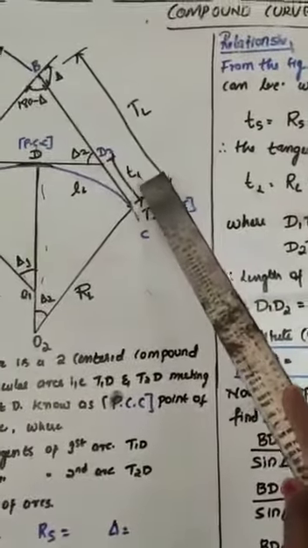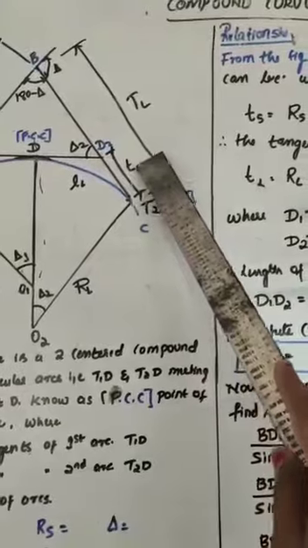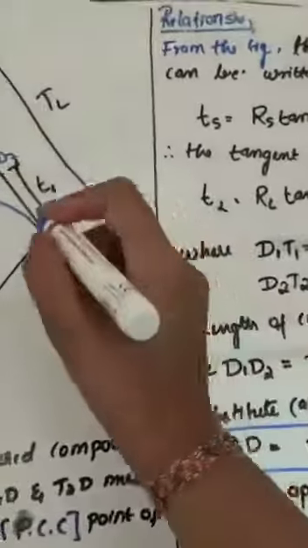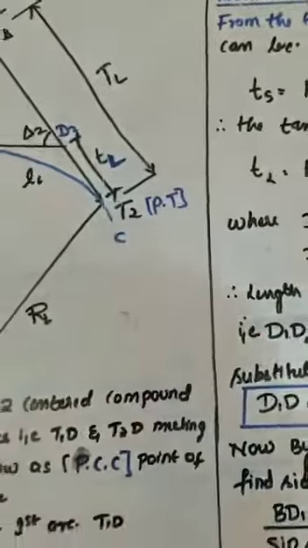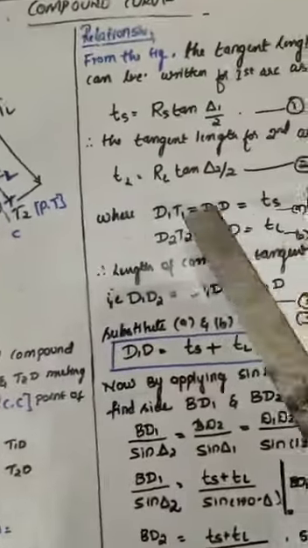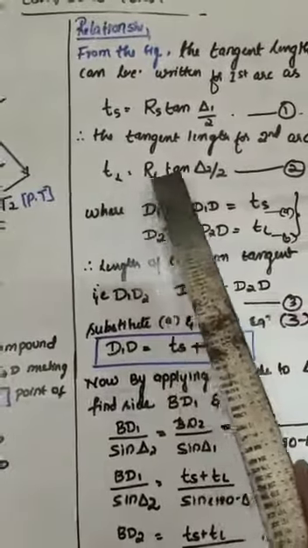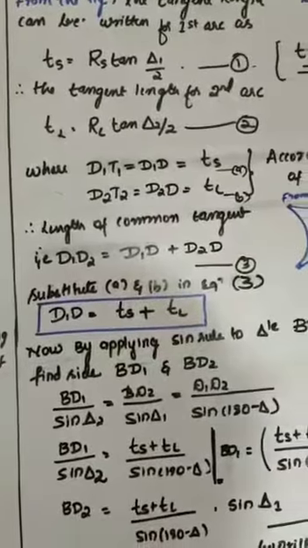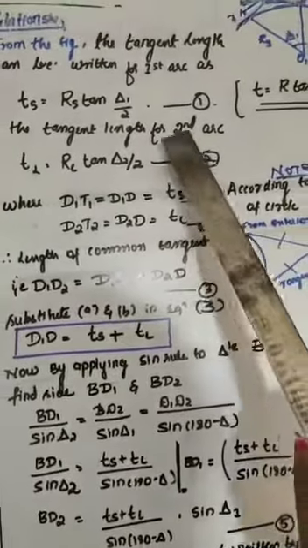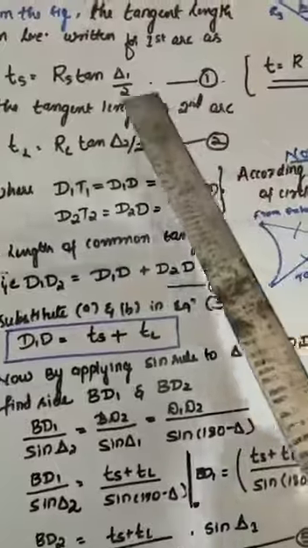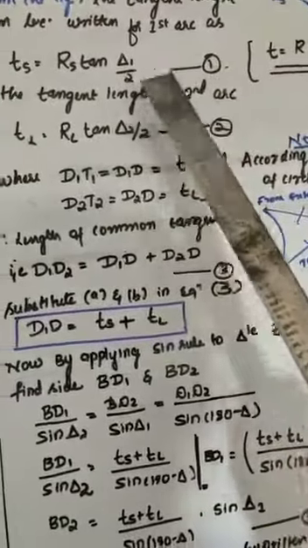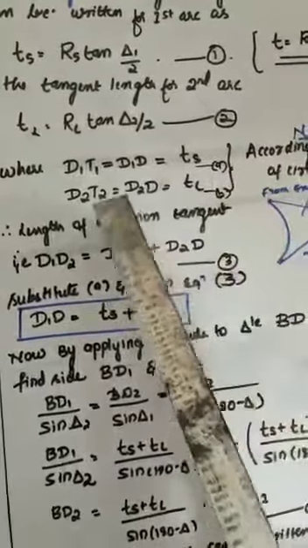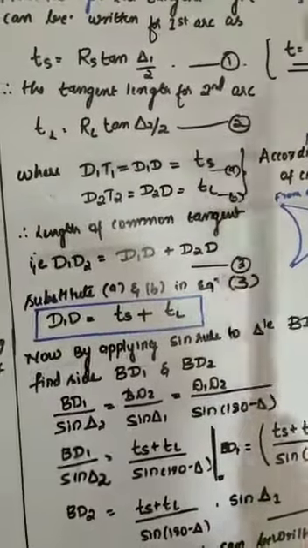That is, TL is equal to the length of the tangent for the long curve, so this is L. So you can write TL is equal to RL into tan delta, in place of delta 1 delta 2 will come, so it is delta 2 by 2. Let us take these two equations as 1 and 2. Where what do you mean by this Ts? We can find it out.